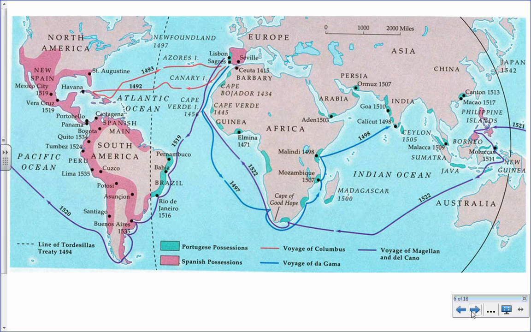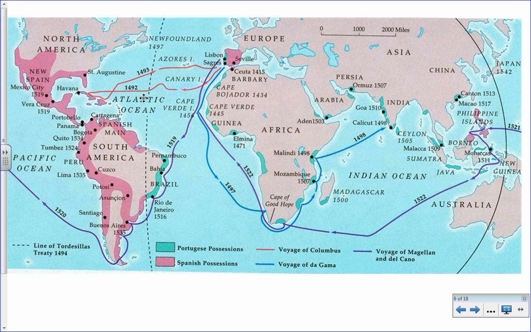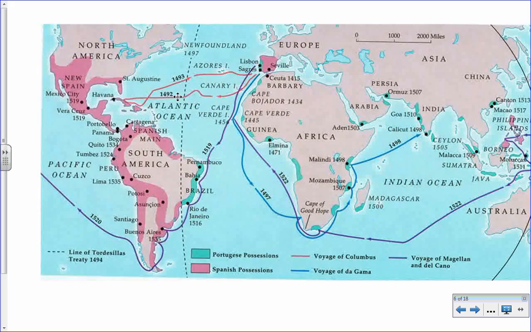A map, quickly. I would highly suggest that you print this, but here is Columbus coming down in the purple right here. Oh, I'm sorry, in the red right here in 1492 over into the Caribbean, and to Jamaica.